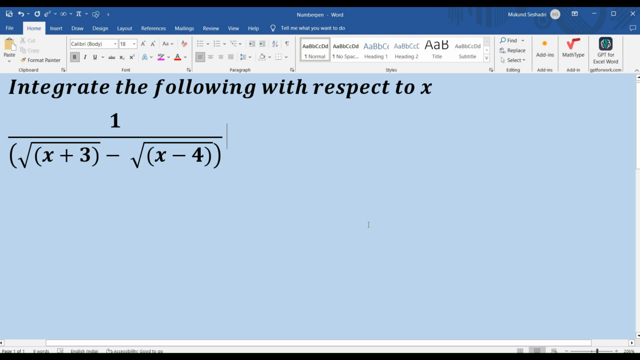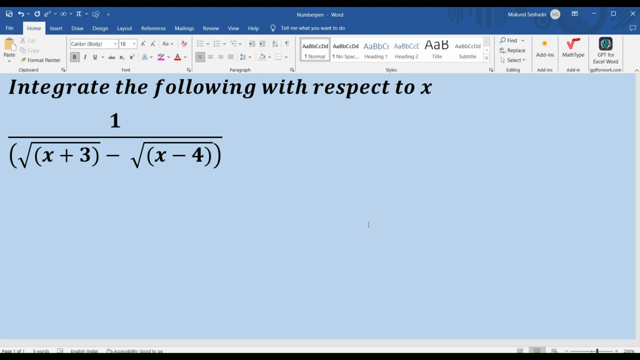So there we have the problem on the screen. Integrate the following with respect to x. We have 1 divided by square root of x plus 3 minus square root of x minus 4. So what we've been given is dy by dx and we've been asked to find y, right?